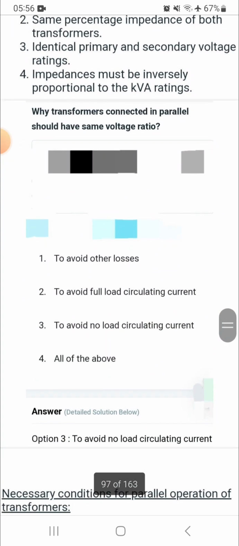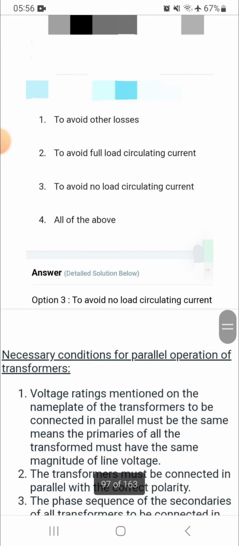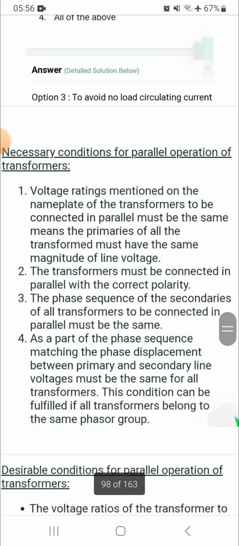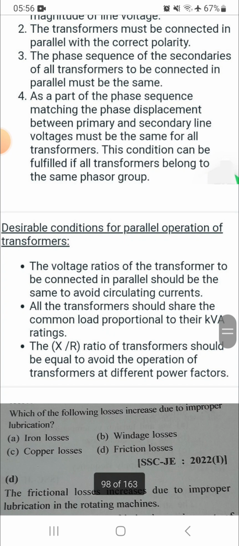Why should transformers connected in parallel have the same voltage ratio? To avoid the no load circulating current. The answer will be circulating current. Necessary conditions for the parallel operation of the transformers: the voltage rating mentioned on the nameplate of the transformers to be connected in parallel must be the same, meaning the primaries of all transformers must have the same magnitude of line voltage. Desirable conditions for parallel operation of the transformers: the voltage ratios of the transformers to be connected in parallel should be the same to avoid the circulating currents.